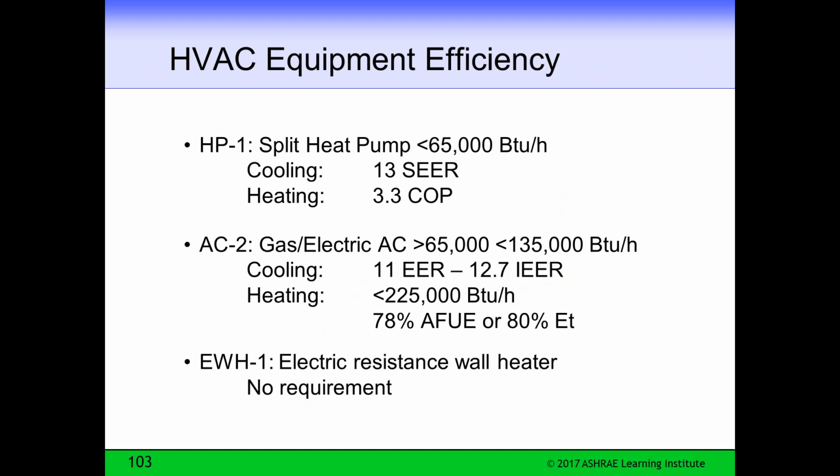Now, if you look up the requirements for the minimum efficiency from the tables, you'll get these requirements that must be met by the new equipment. Notice that the electric resistance wall heater has no requirements. You cannot find that item in the standard. So that item can be used any way you want to use it. If you can't find it, it doesn't mean you can't use it. It means you can use it without restriction.